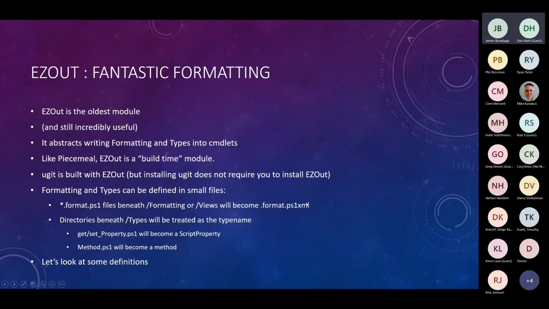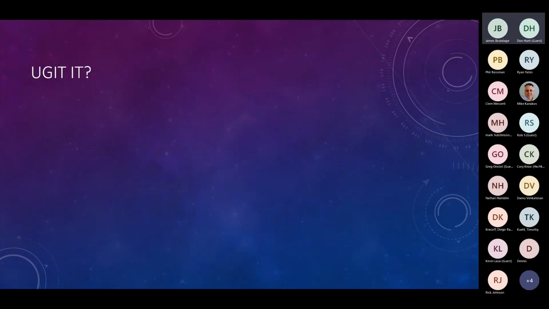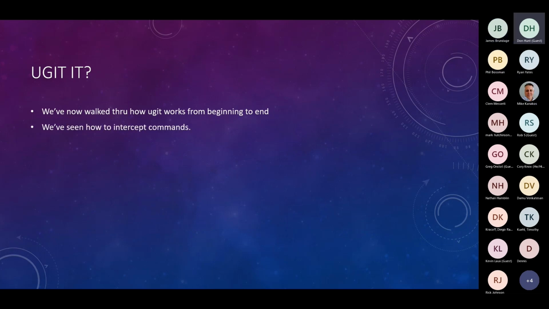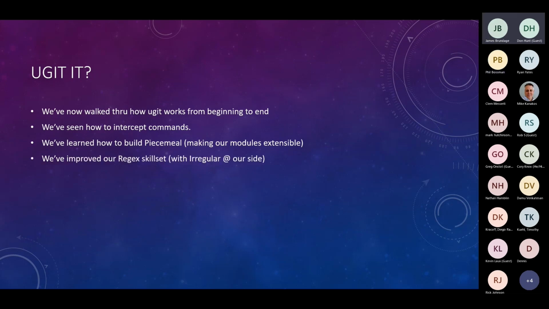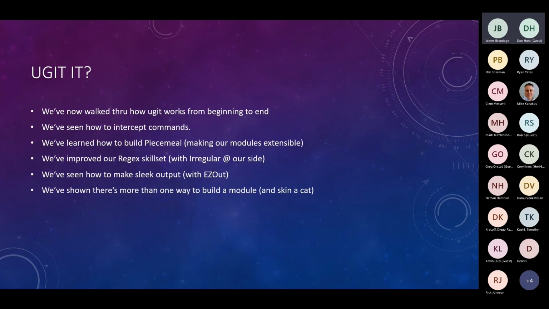Back to finish off the slide deck. You guys all get it now? We walked through how uGit works from beginning to end. We sent out intercept commands. Learned how to build piecemeal and make our modules extensible. We've improved our regex skill set with a regular at our side. We've seen how to make sleek output with EZOut. And we've shown there's way more than one way to build a module and skin a cat. Any questions? I'm done with the slide deck now.